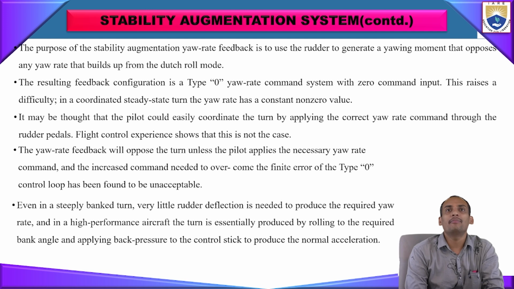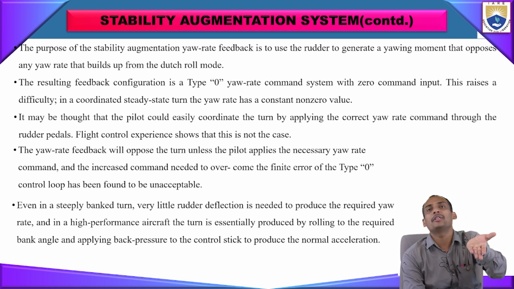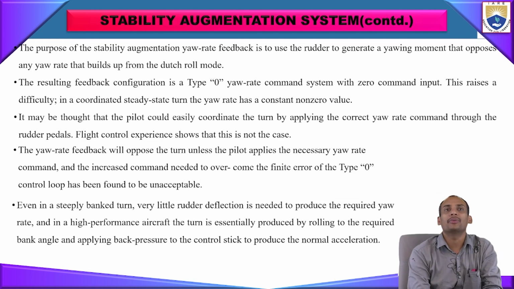The resulting feedback configuration is like a type 0 yaw rate command system with zero command input. This raises a difficulty: in a coordinated steady state turn, the yaw rate has a constant non-zero value. Because it is a type 0 command system, the output keeps following up without input. So this is a type 0 system only.